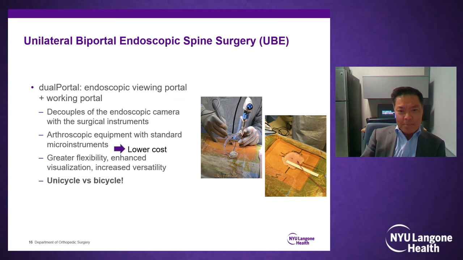So what is unilateral biportal endoscopic spine surgery? You use two portals, right? Instead of using one portal, you use two portals. One portal for the visualization, a second portal for doing the work. It's like doing arthroscopy or shoulder arthroscopy. That gives you greater flexibility, enhanced visualization, and increased versatility. And the equipment that we use is the stock equipment that we use for the knee scope or the shoulder scope.